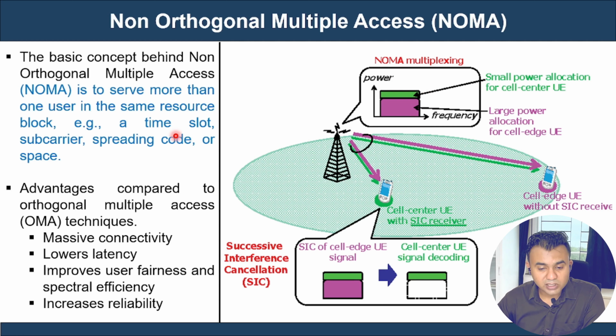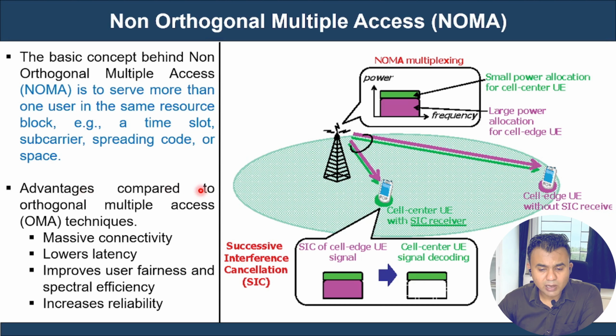The resource block could be the same time slot, the same frequency, the same spreading code, or the same space. So NOMA can be hybridized across multiple methods. It could be on time slots, frequencies, different spaces, or different codes: codes for CDMA, frequencies for FDMA, time slots for TDMA, and spaces for SDMA. So NOMA can be the advanced version of all of them.